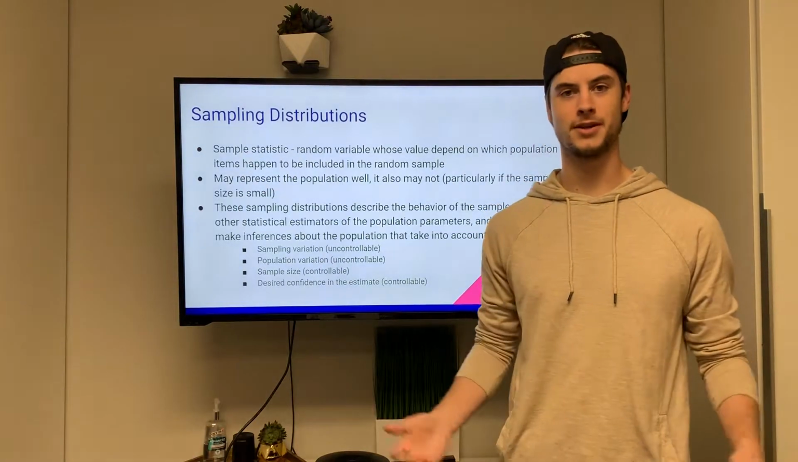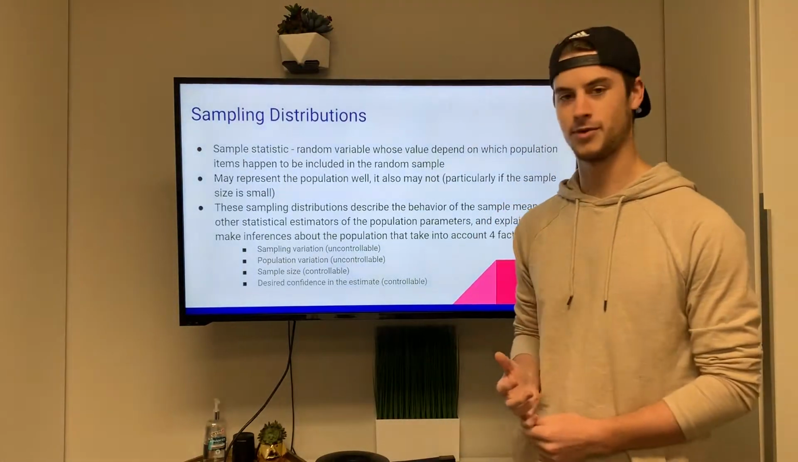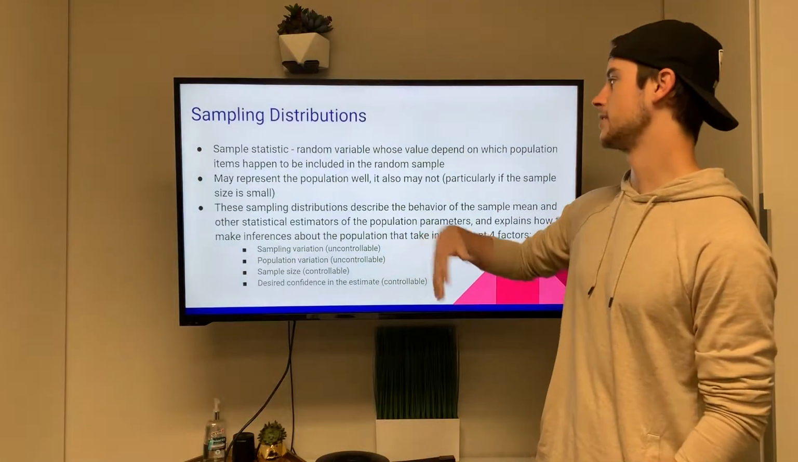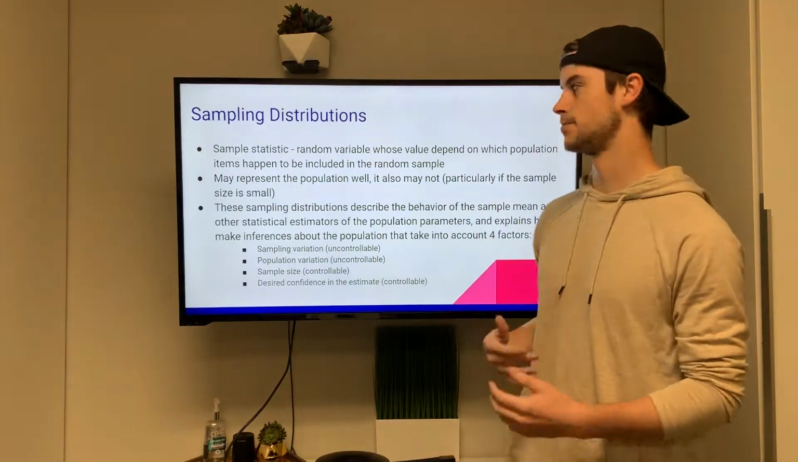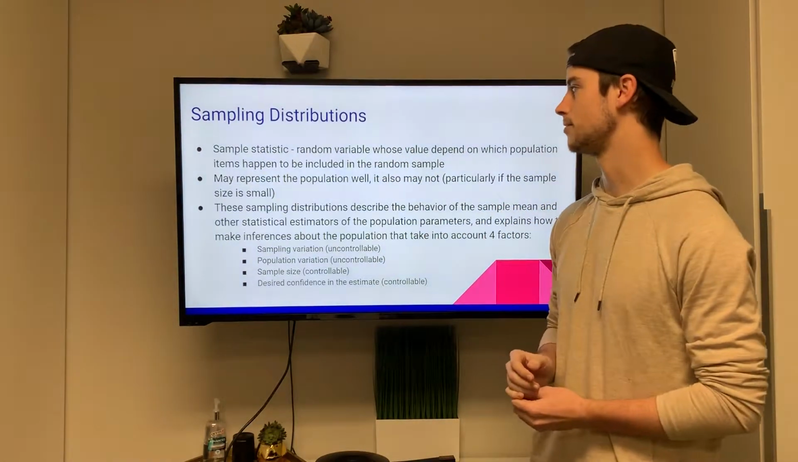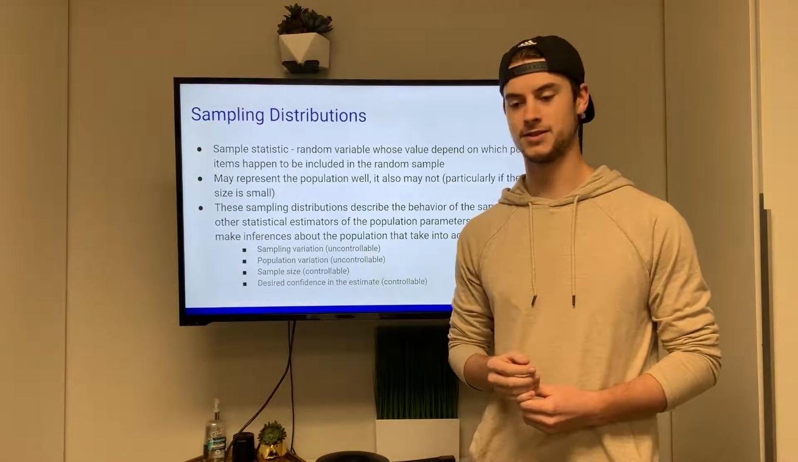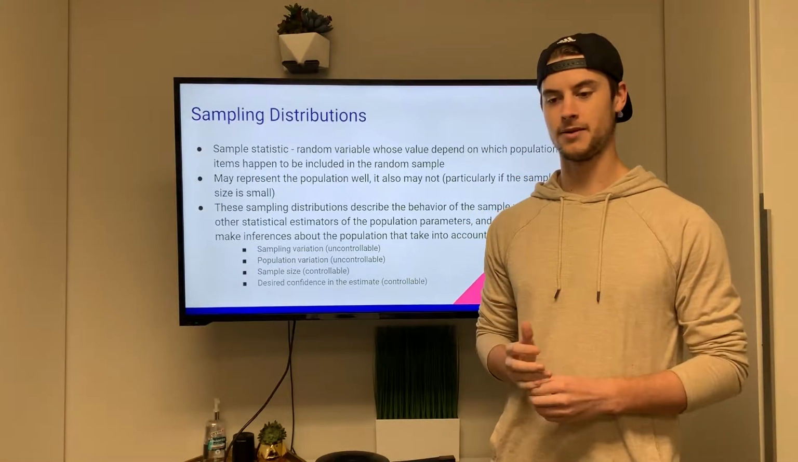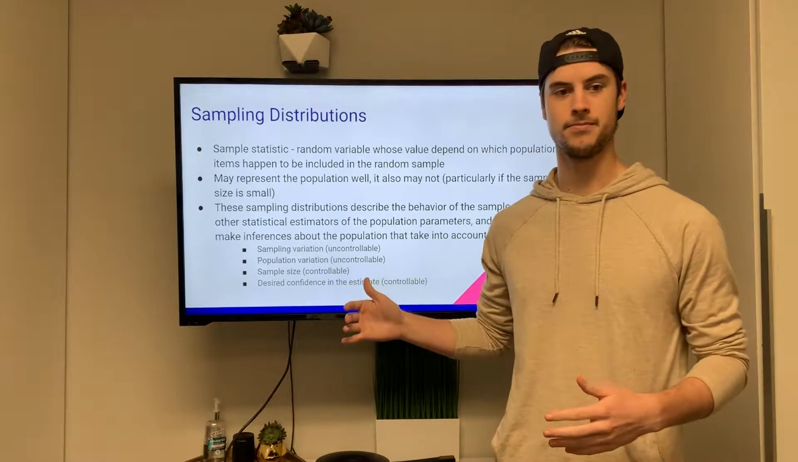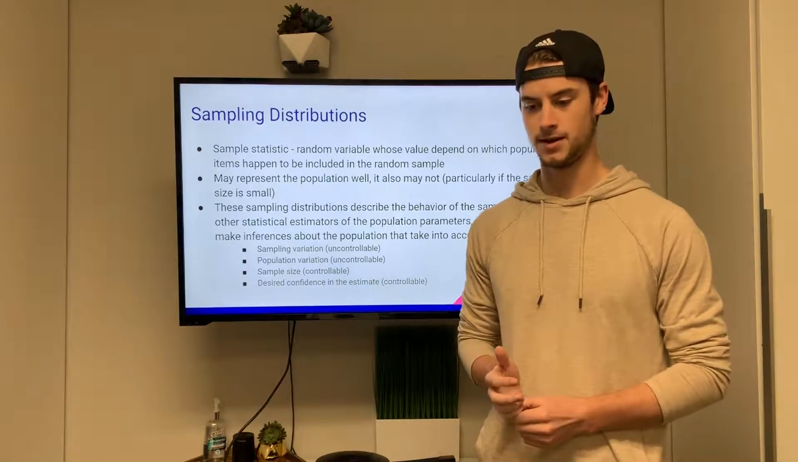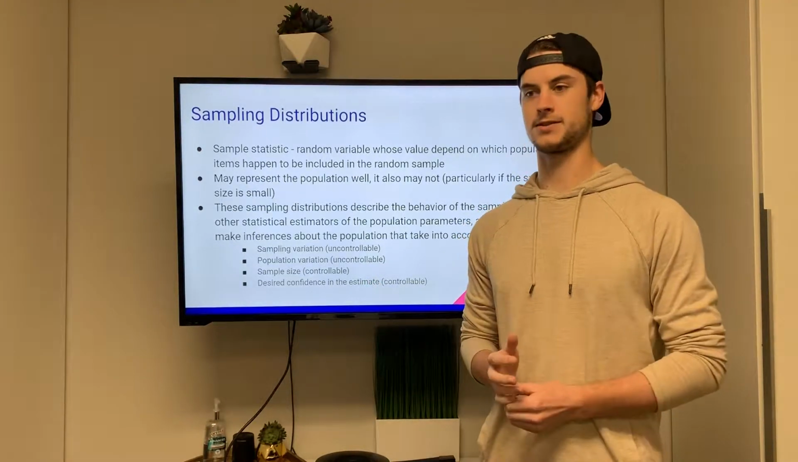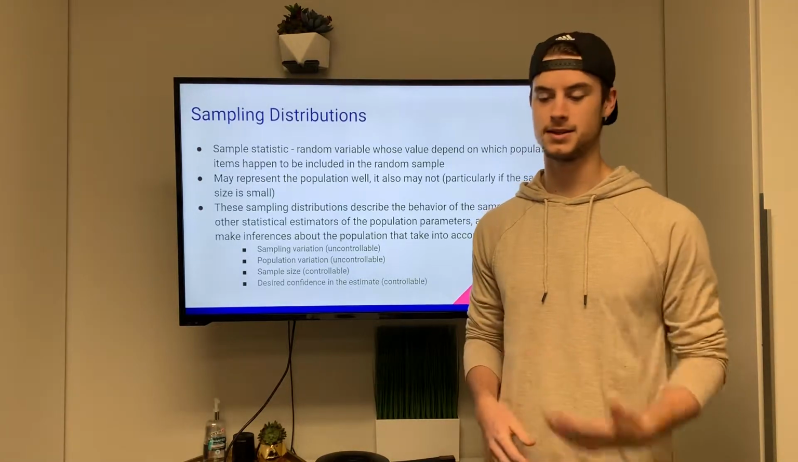We probably talked a lot about these in the first chapter when defining statistics, but this is just a variable whose value depends on which population items happen to be in the sample, right? So if I want to find the mean of a sample, that mean is going to depend on the items that I take in that sample, okay? Standard deviation, right? That's going to depend on the values that I take in that sample.